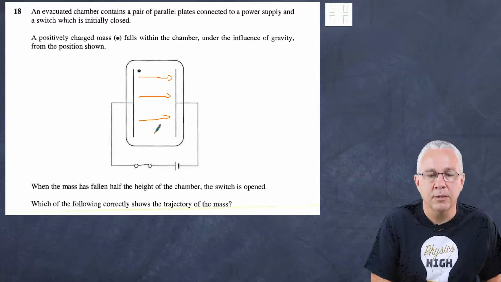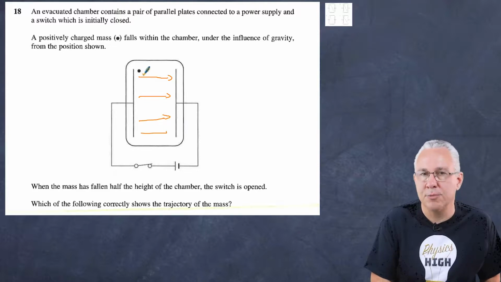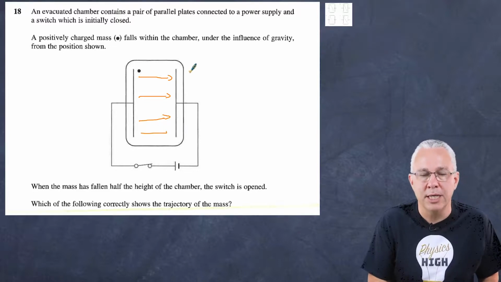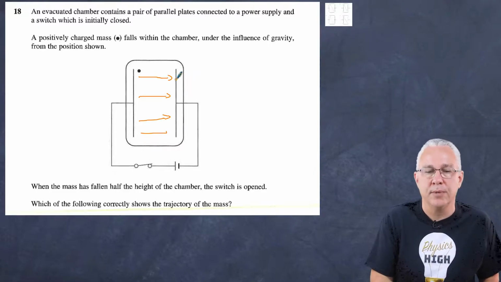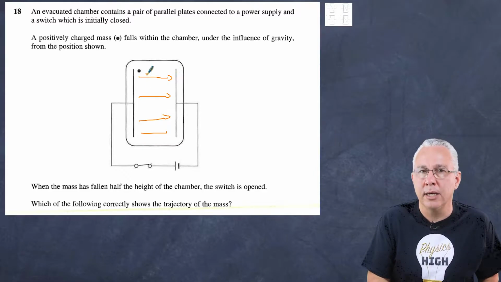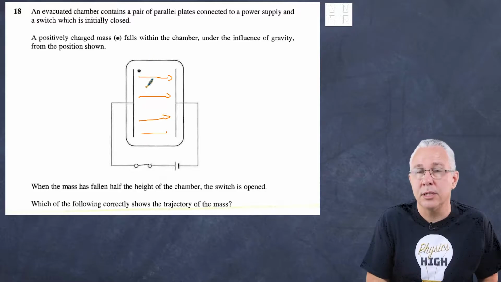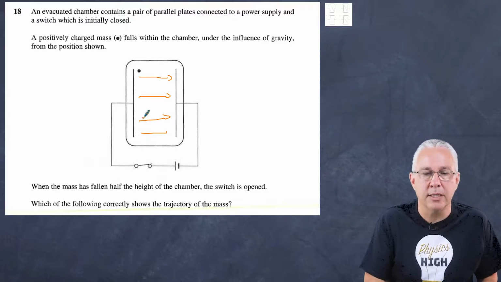Now that field will cause these charged particles to experience a force in the horizontal direction. In other words, it will accelerate in that direction. But it is also falling with an acceleration in the downward direction due to gravity. Therefore, you have acceleration in both axes. The end result is that because it's a constant acceleration, you're going to get a straight line path.